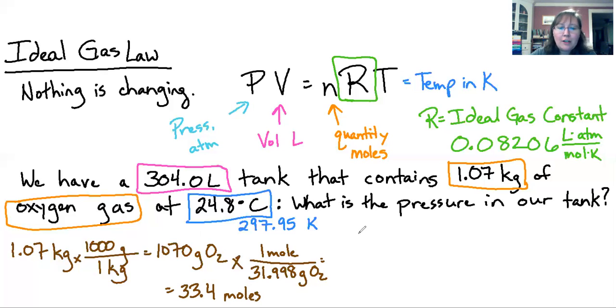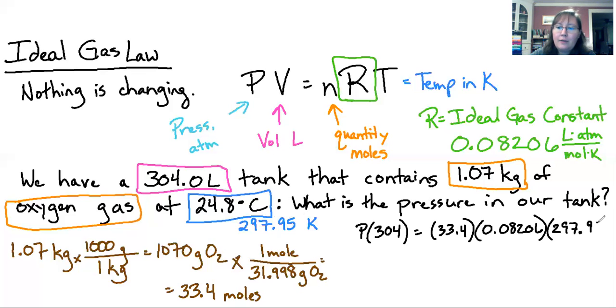Okay, now I can work my problem. So first of all, pressure is what I'm looking for. Pressure times volume, 304 liters, equals my number of moles, 33.4 moles, times my ideal gas constant, 0.08206, times my temperature in kelvins, 297.95.